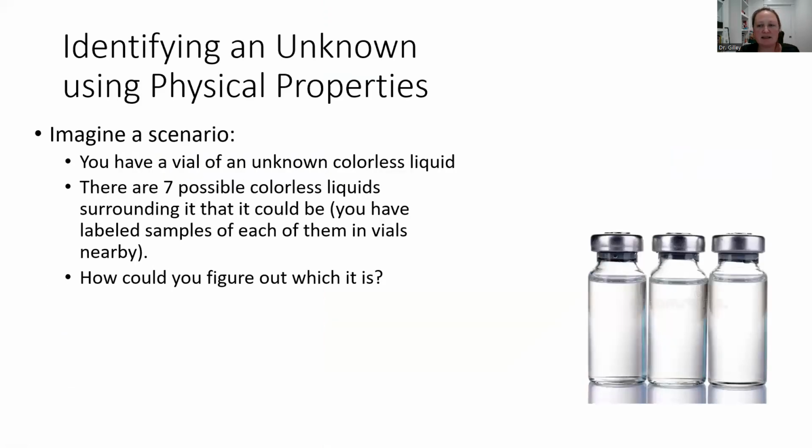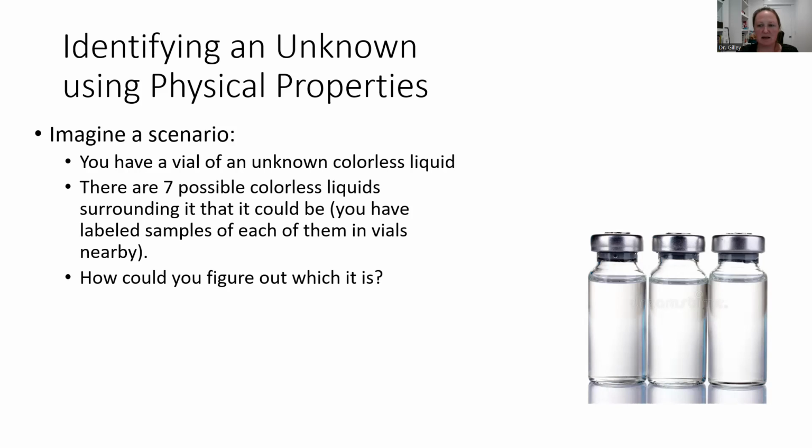Okay, so let's imagine a scenario to start out with. Let's say you have a vial of an unknown colorless liquid, and it could be one of seven possible colorless liquids that are surrounding it, right? So basically you have 7 knowns that it could possibly be. You don't know which one it is, and it's a totally colorless liquid. So how would you figure out which one it is? Maybe give you a second to think about that.